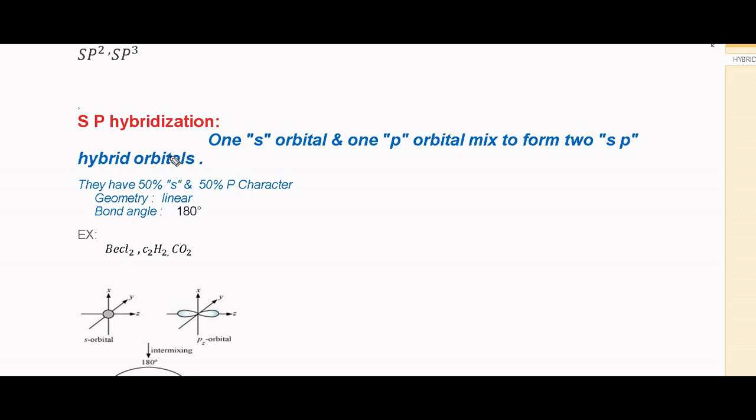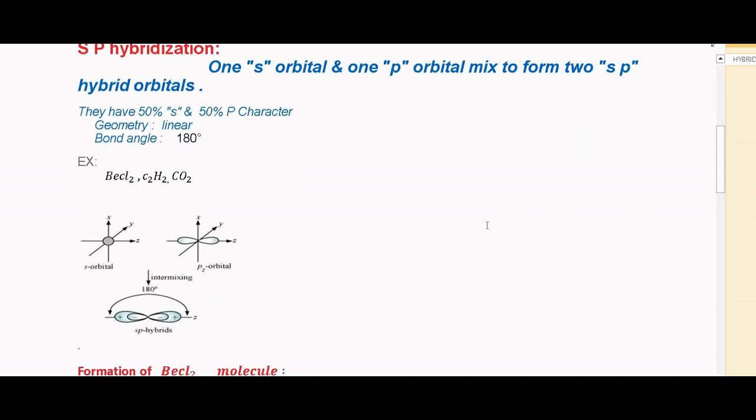The geometry of sp hybridization is linear. The bond angle is 180 degrees. Examples for sp hybridization are beryllium chloride, acetylene and carbon dioxide. Is it clear? Now we will see how sp hybridization happens.